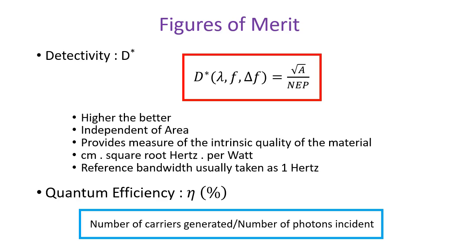The other figure of merit is the quantum efficiency, right? It is basically the ratio of the number of carriers generated by the number of photons incident, and this is something that we have already discussed earlier, right?